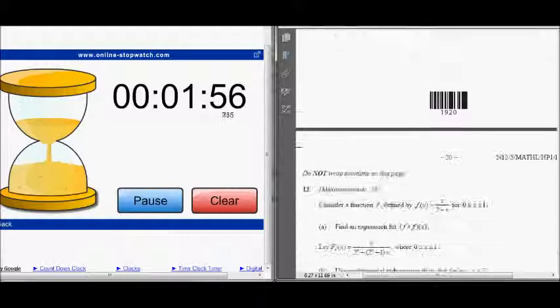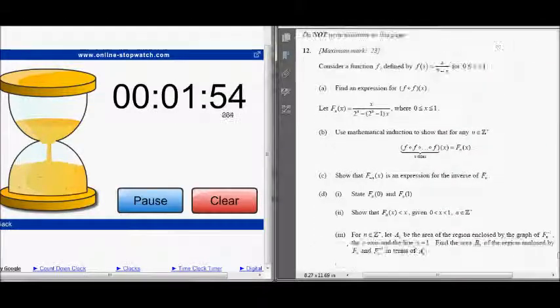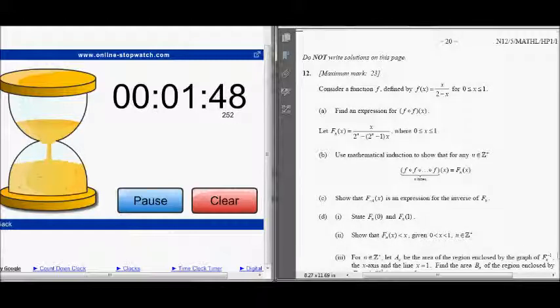Wow, easy. And then the third question, again, it's function. No, it looks very complicated. No, I think I need a lot of time for this. So it's 23 marks, and I think I need at least 25 minutes for this. So what should I do?